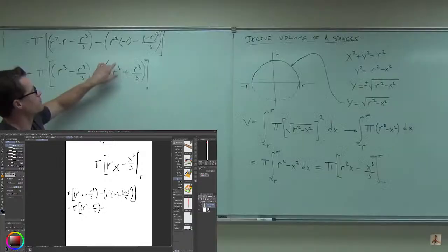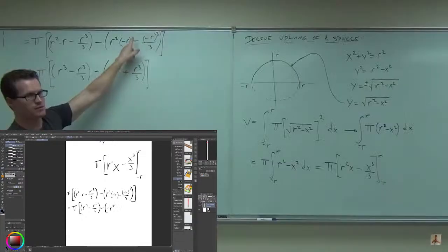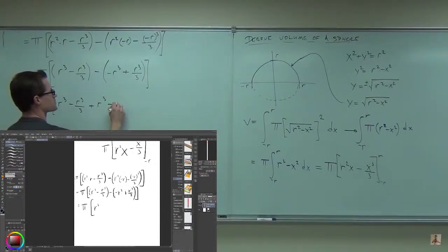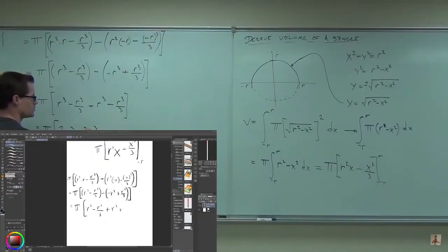I got negative r cubed, I got positive r cubed over 3, because that's still going to be negative, negative, negative is plus. Don't forget any brackets yet, not done. R cubed minus r cubed over 3 plus r cubed minus r cubed over 3. Two r cubed minus 2r cubed over 3.